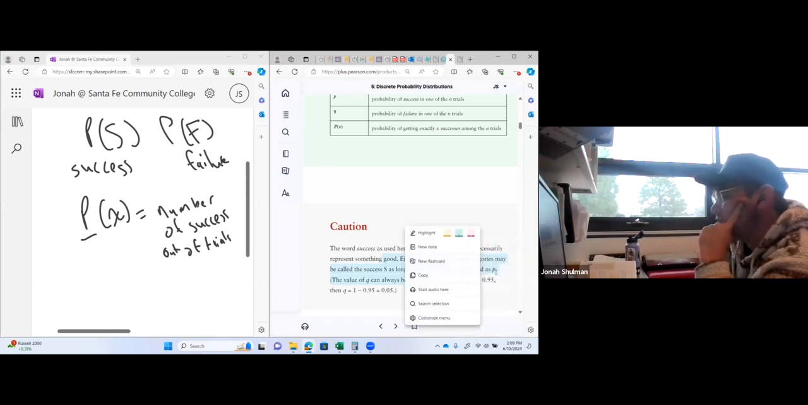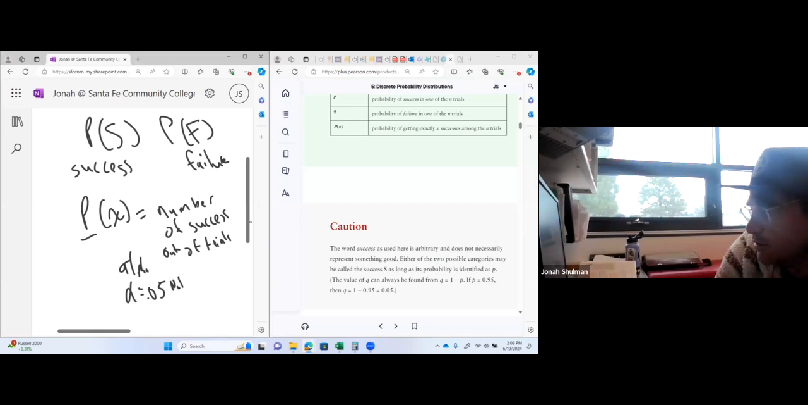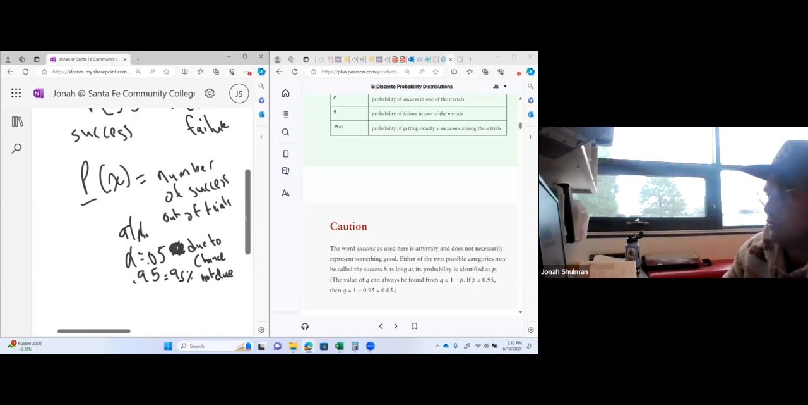Remember this whole idea of 95%. Our alpha level for most of these is usually 0.05, and this means the result is just due to chance. We got our answer due to chance. So this 0.95 means we're 95% sure it's not due to chance. That's the whole idea, okay?